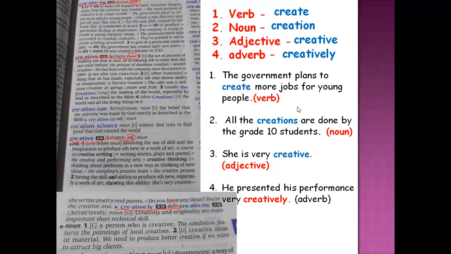But children, we can't find a regular pattern for that. So you have to identify the word class of the word. For that purpose, you can use a dictionary because each and everything is given in a dictionary.